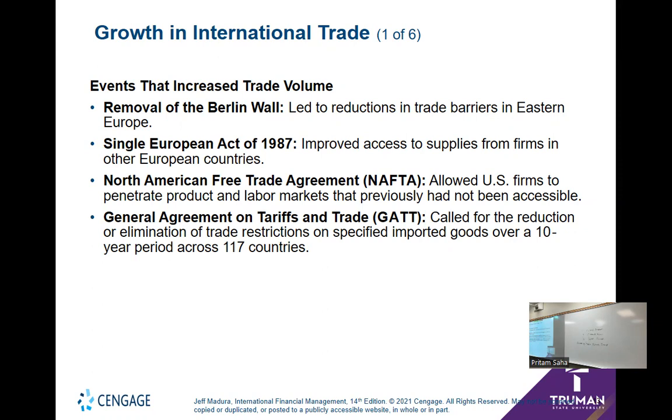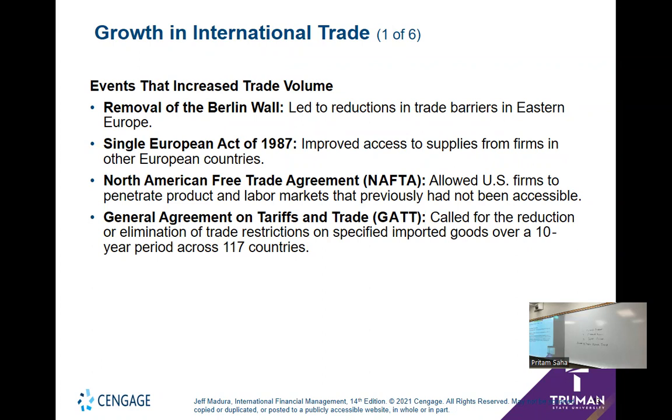So this is something that happened in Europe. They actually removed the Berlin Wall so that they can connect Eastern Europe with Western Europe. So now what is the benefit? There is more mobility of trade, more mobility of labor and other resources. Now Eastern Europe is more accessible. You can go there for trade, you can get cheap labor from there. So this is an event that actually triggered a lot of international trade.